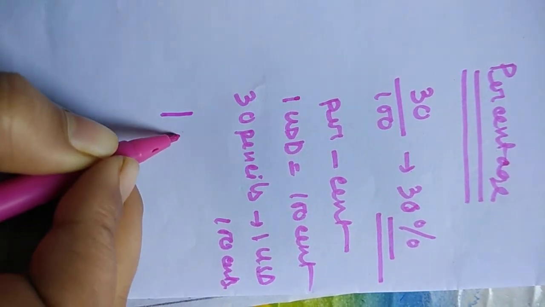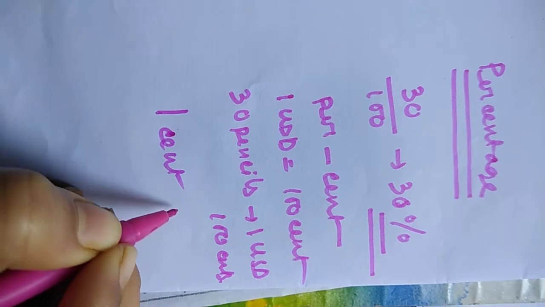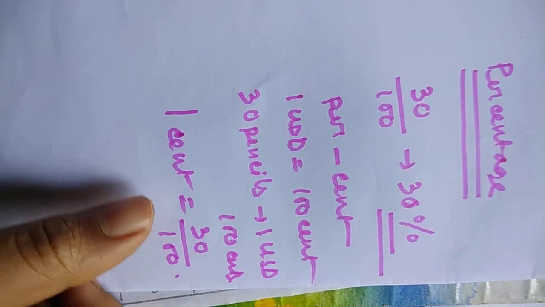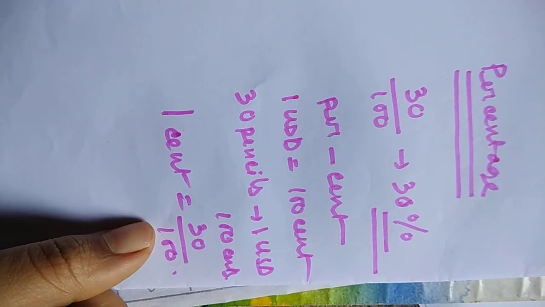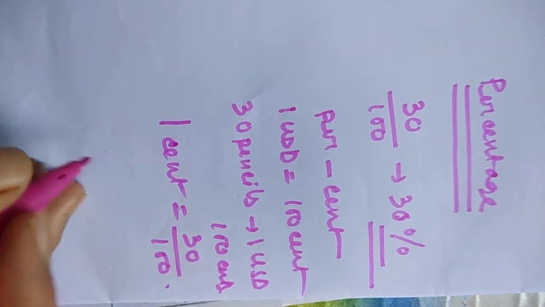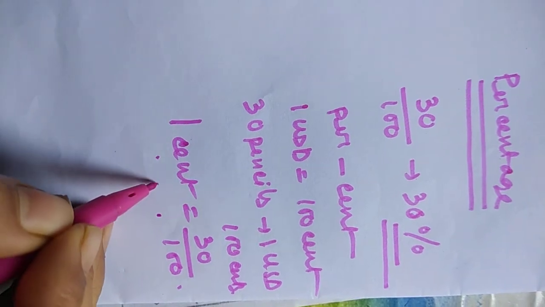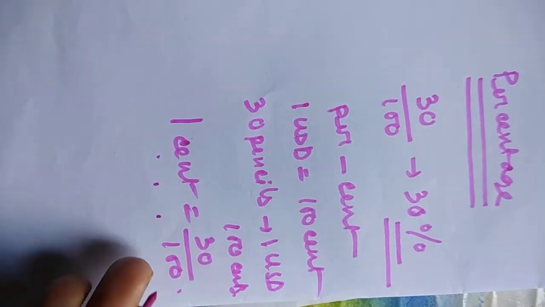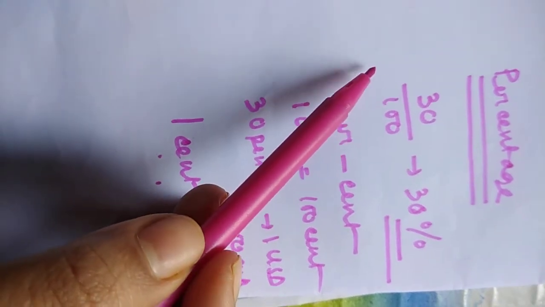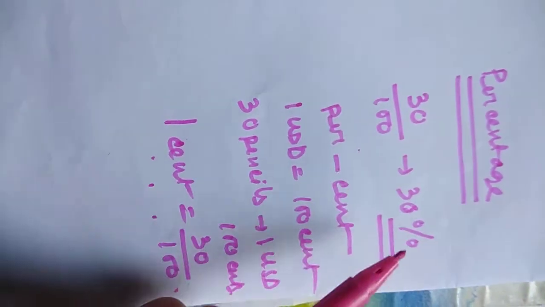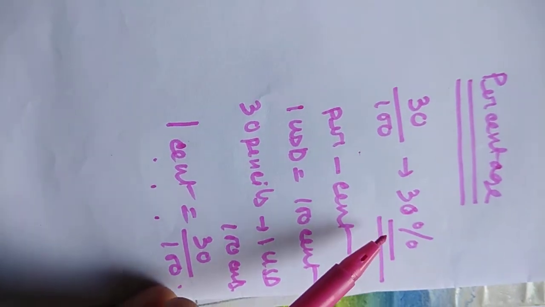Okay, so how many pencils will you get for 1 cent? You will get for 1 cent 30 divided by 100 number of pencils. So this is where the term percentage comes from: how much will you get for 1 cent. So essentially we divide our objects in 100 equal parts. Then we take some part of that 100 division and that part is represented as a fraction.